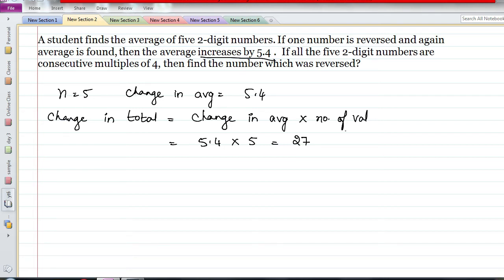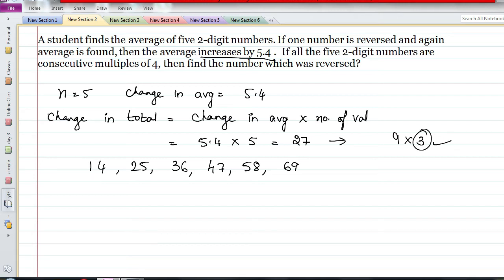So as I told you, the difference between a two-digit number and its reversed number is always a multiple of 9. It is 9 into 3. So the difference between the digits of the number is 3. Okay, so we will write down the different pairs of numbers that are possible. In all these pairs of numbers, the difference between the two digits is 3.